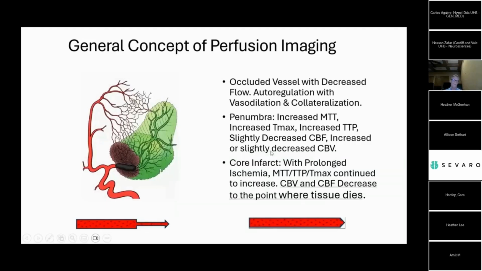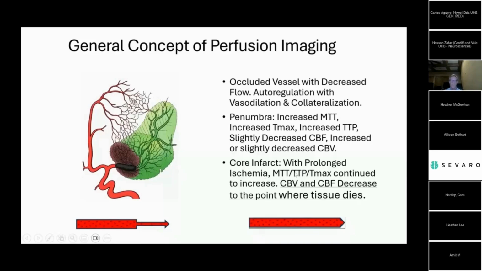And the CBV is very interesting. So the brain compensates quite nicely with CBV at first. At first, the CBV is actually increased, and then it begins to drop. When the CBV is above normal, or slightly below normal, this tissue is still salvageable. This is still penumbra.